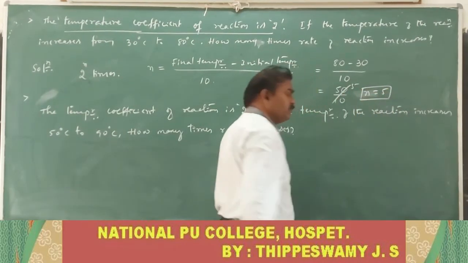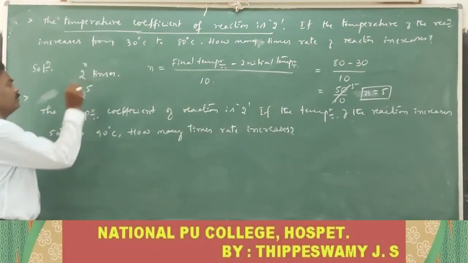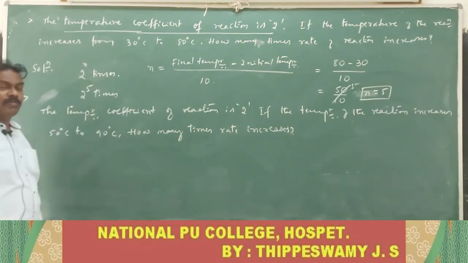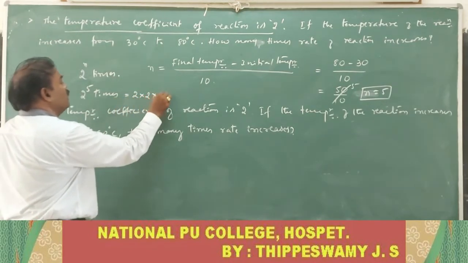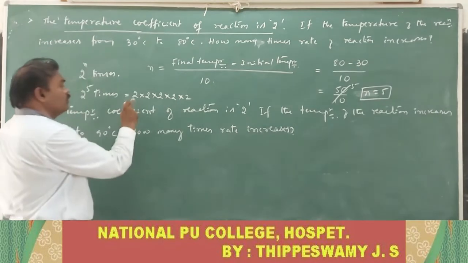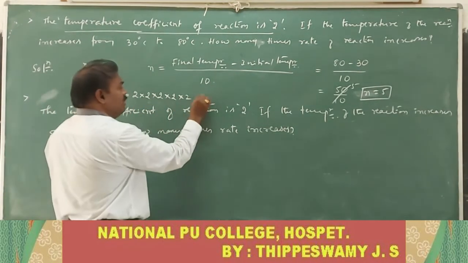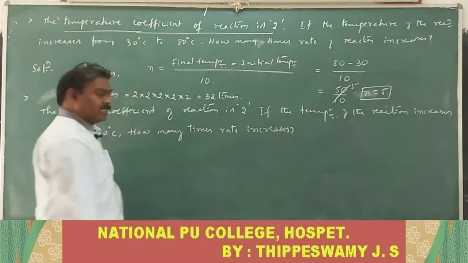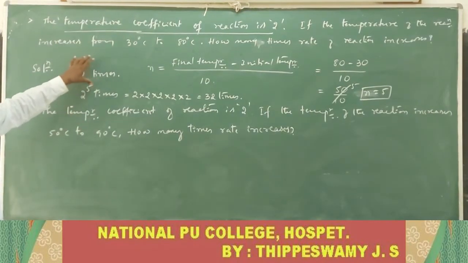Following all of you? n is equal to 5 means 2 to the power 5 times. The rate of reaction increases by 2 to the power 5 times, which is 2 into 2 into 2 into 2 into 2. 2 twos are 4, 4 twos are 8, 8 twos are 16, 16 twos are 32 times the rate of reaction increases. We can take it like this also. It is one of the numericals based on rate of reaction and temperature.